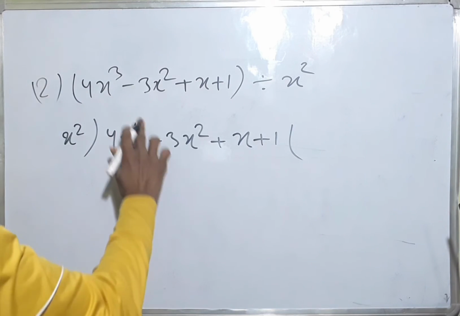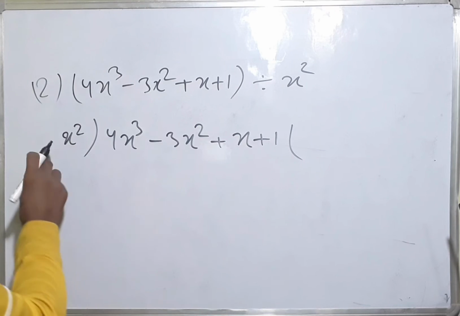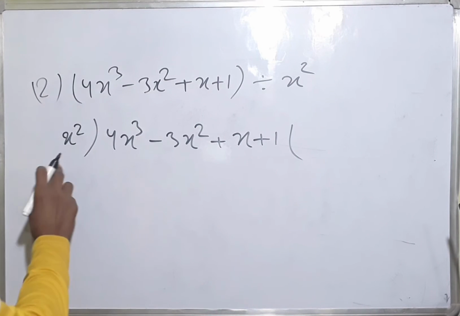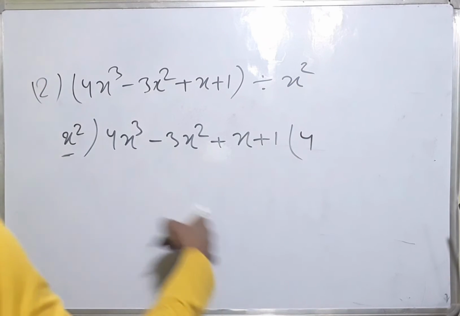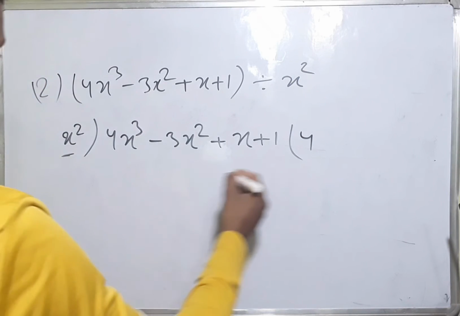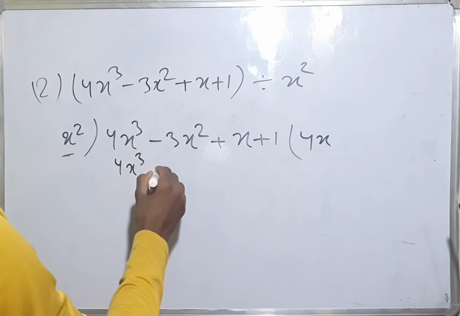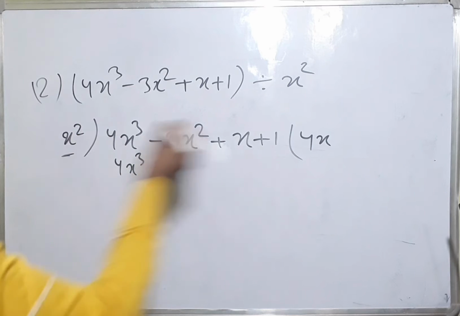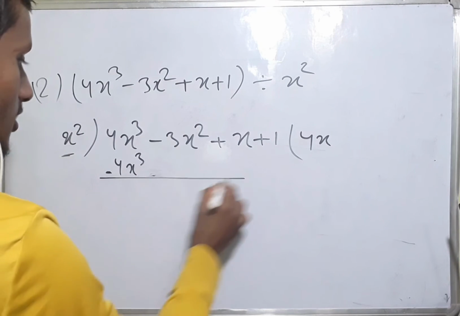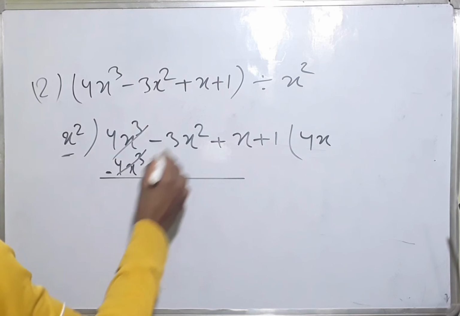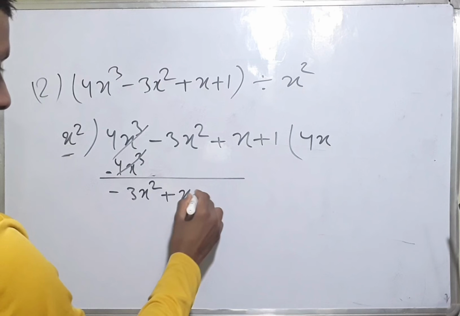So we have this problem, 4x cubed minus 3x squared plus x plus 1, divided by x squared. So what do you have to do here? What do you multiply to get this? First 4 should be the coefficient, and then x, then it will get you 4x cubed. You have just one term multiplied. So this should be minus from the expression. So these two cancel out, and you are left with minus 3x squared plus x plus 1.